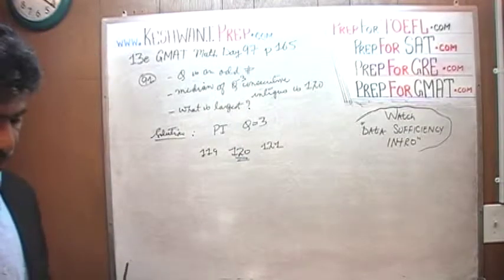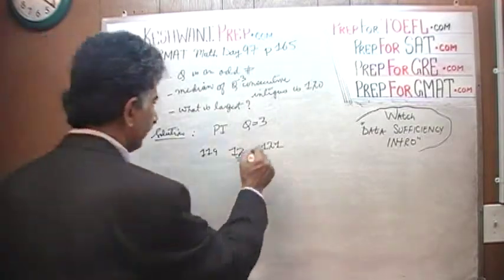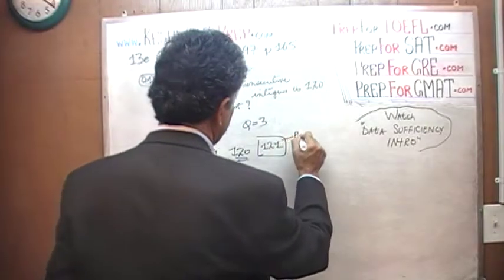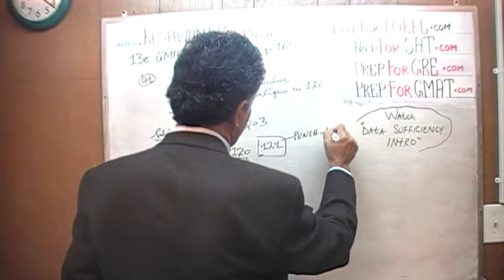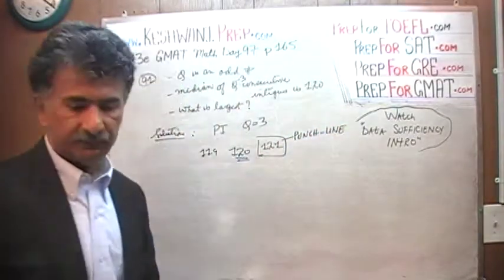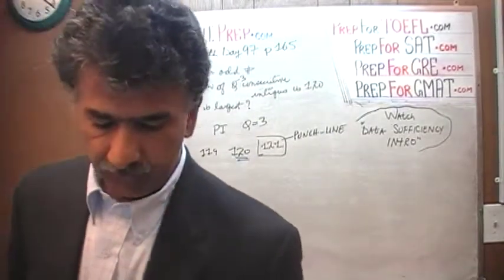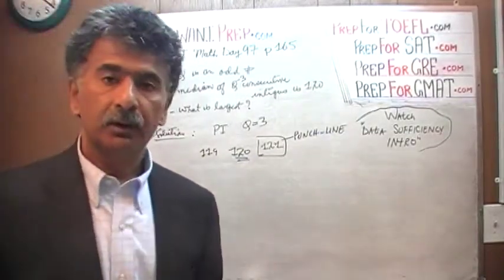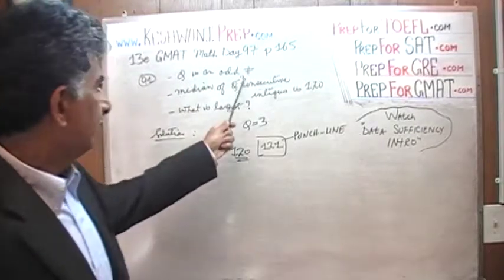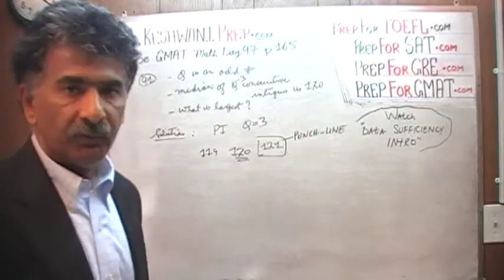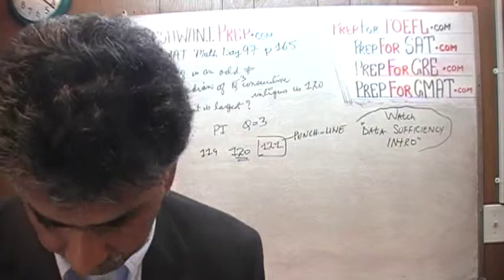The question simply is, what's the largest? Well, the largest one is 121. This is what we call our punchline. Now all we have to do is go to the answer choices. Wherever we see q, replace it with 3 until we get the answer that we're looking for, 121. Let's see what we get.